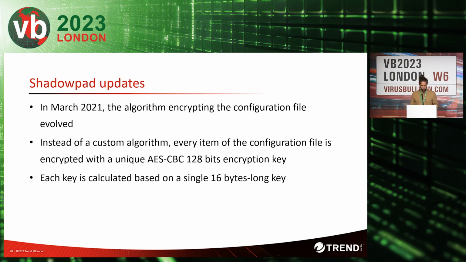Then in March 2021, there was an update, and this is like the latest versions that we saw. And they changed this custom algorithm to an algorithm using standard Windows API. So they will use AES CBC with a 128-bit encryption key. And the thing is that this encryption key will change for every encrypted item. And all of these encryption keys will be based on one single 16 bytes long encryption key.